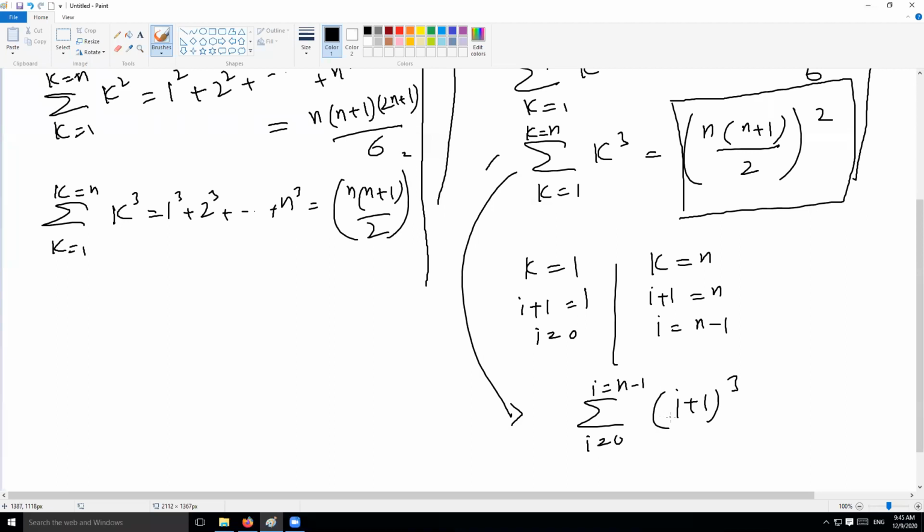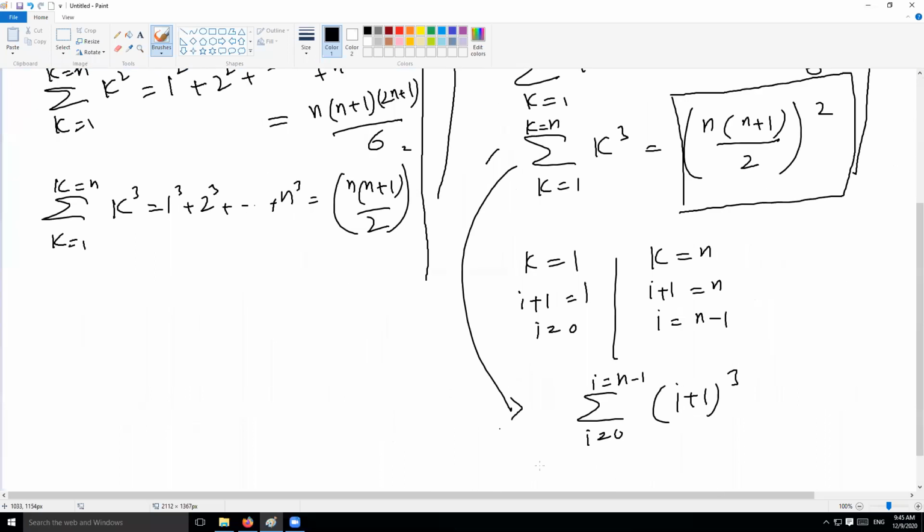And this is useful sometimes. You're going to see several instances where you have to change these indices. Okay? So are we all happy with this? Yes, sir.